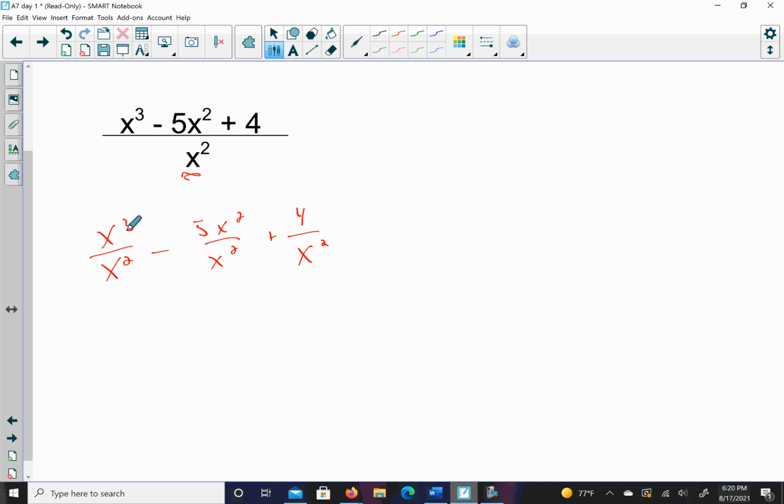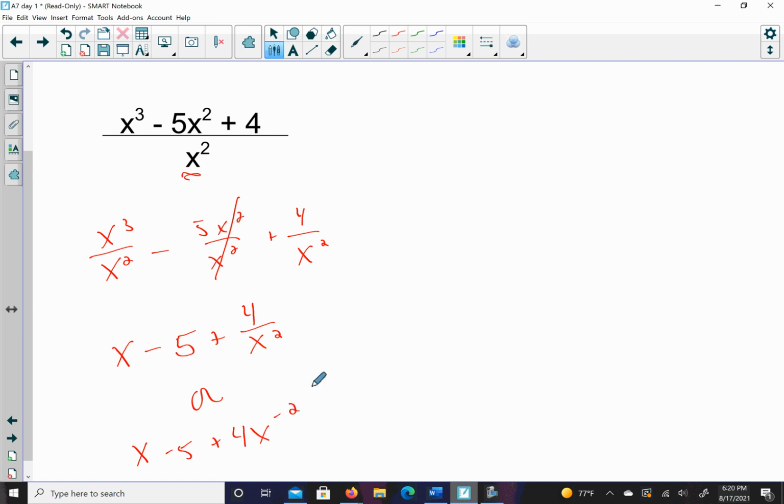Here, when I simplify, remember when you divide, you subtract your exponents. So this will be x to the first power minus, here the x squared will simplify completely, so that'll just be 5. And then I can leave it as plus 4 over x squared. Or I can write it as x minus 5 plus 4 times x to the negative 2.